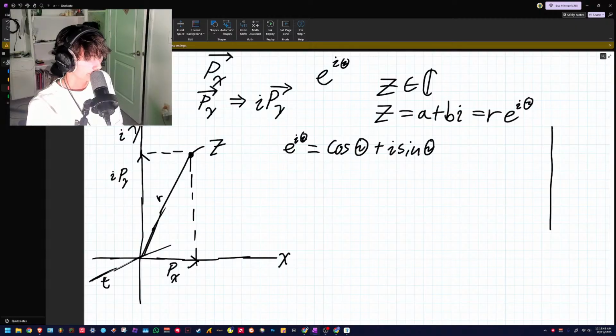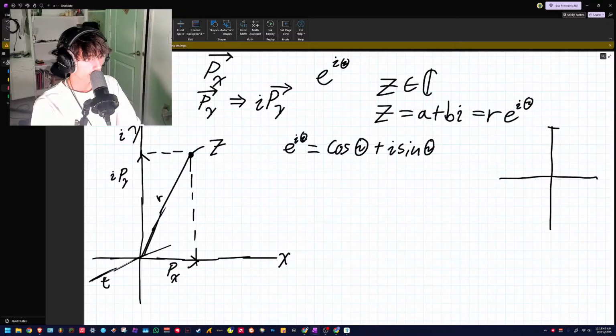Over here, we have a graph. We're going to call this the complex plane. This is imaginary, this is negative imaginary. This is positive numbers, and this is negative numbers, right?